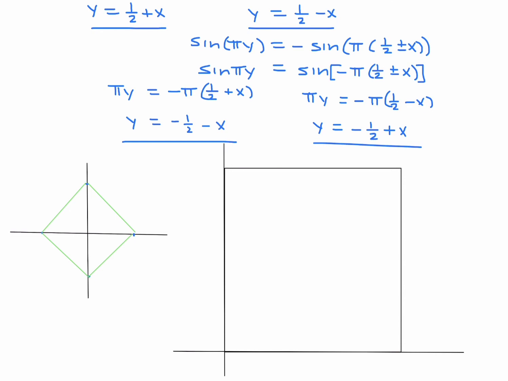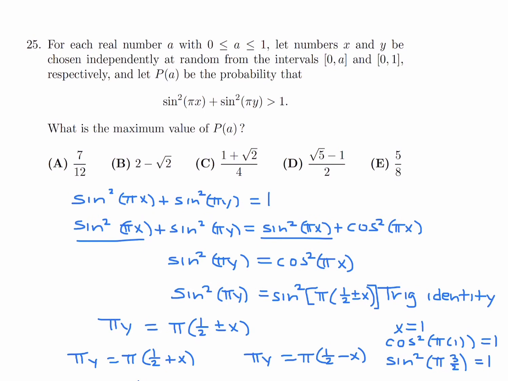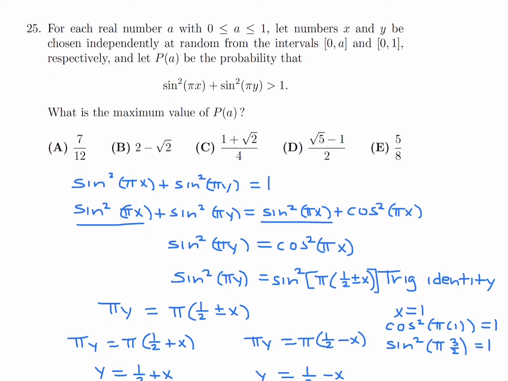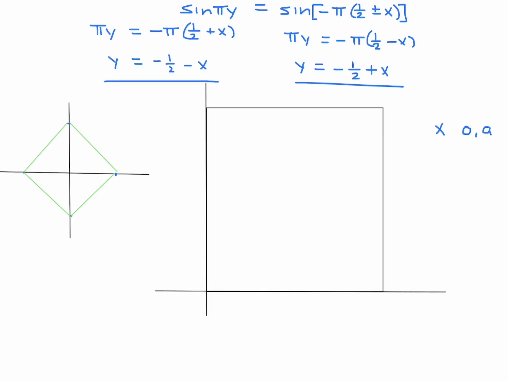Now, where did this unit square come from? Well, it came directly from the question. You see, the interval of x is chosen from 0 to a, but a is between 0 and 1, and then y is chosen from 0 to 1. So that is where the unit square comes from. So for example, I'll write it out here. X is chosen from the interval 0 to a. And y is chosen from the interval 0 to 1.